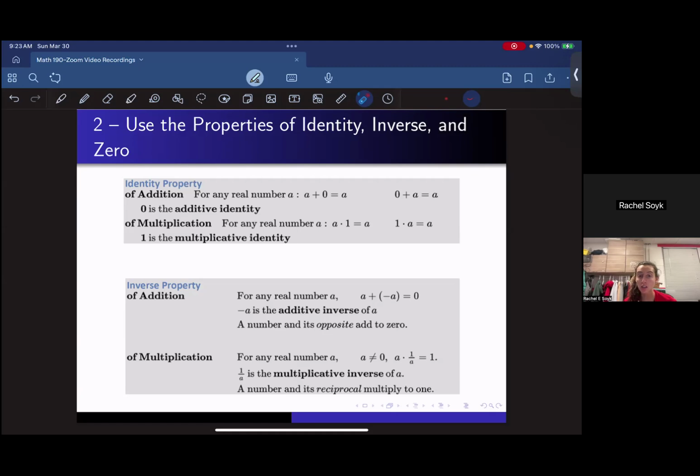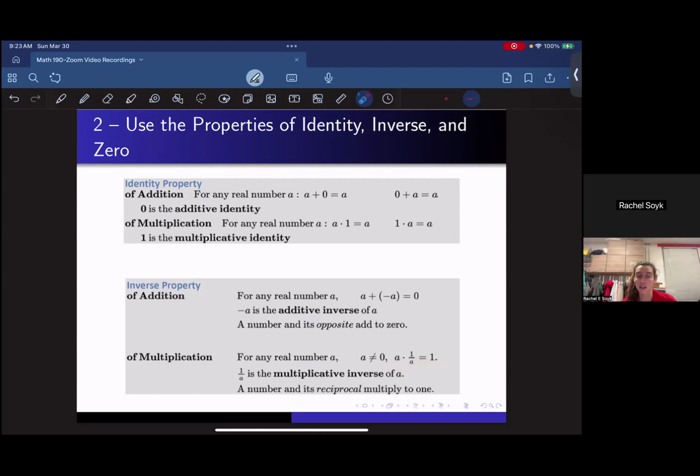Well, it's just the reciprocal of the number that we're looking at, and it will give us 1 every single time. So what is the multiplicative inverse of 12? It would be 1 over 12, because 12 times what number gives you 1? 12 times 1/12 gives you 1. What about -3? -3 times -1/3 gives you 1. And so from a general standpoint, we have a times 1 over a gives us 1.